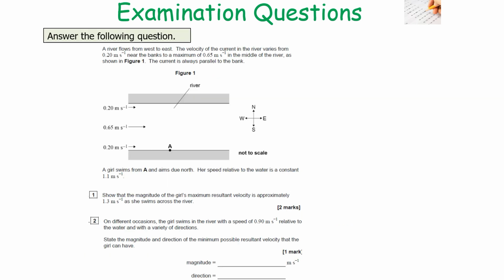Let's have a look at the next question. A river flows from west to east. The velocity of the current in the river varies from 0.2 meters per second near the banks to a maximum of 0.65 meters per second in the middle of the river. The current is always parallel to the bank.